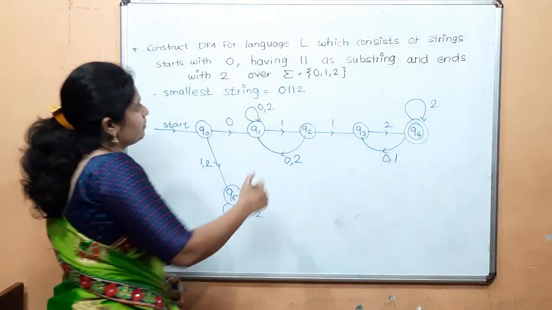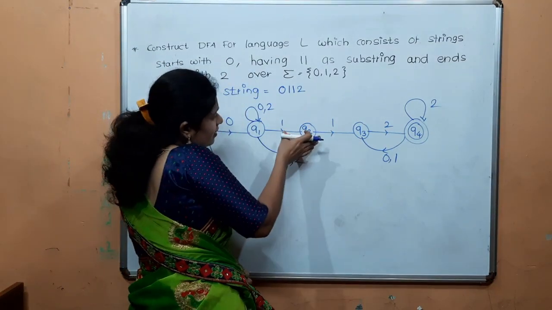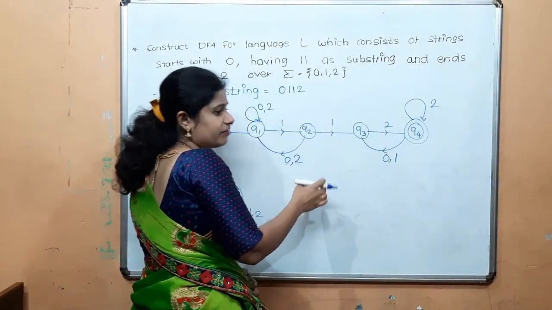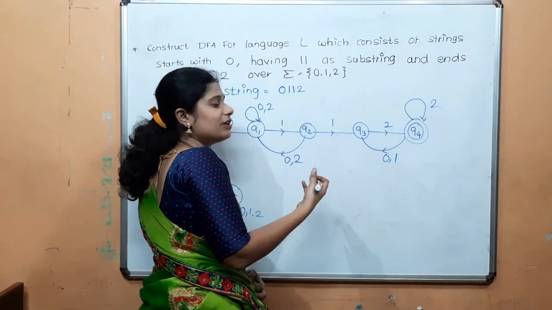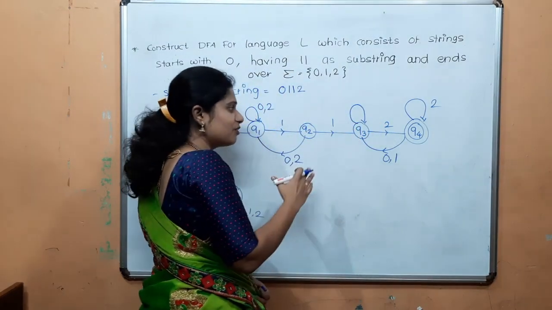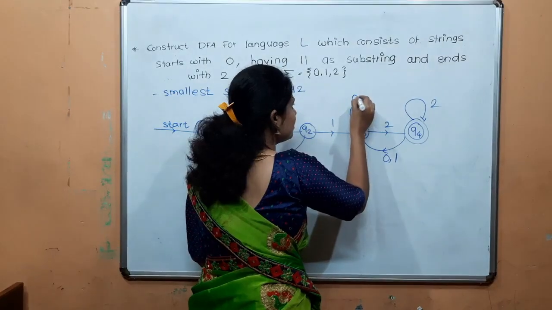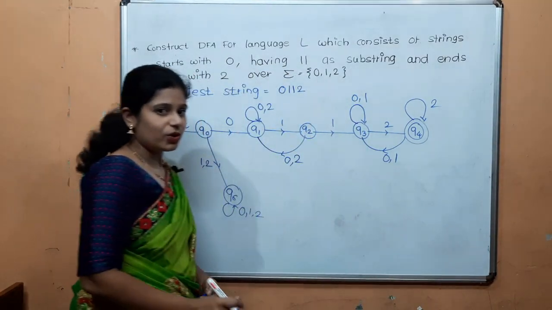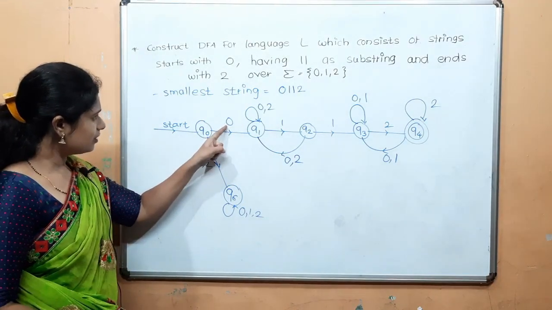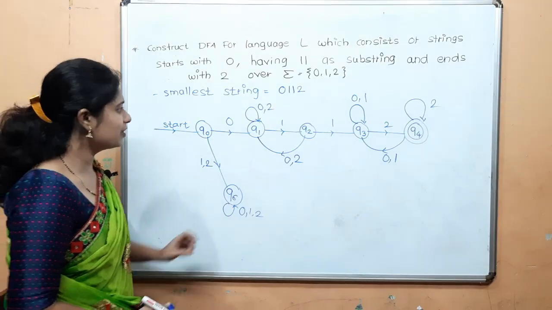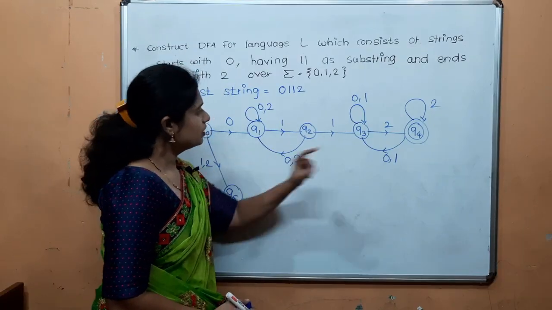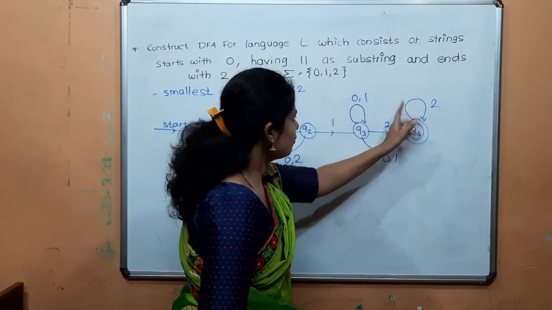Again, in between having and ends with, any number of zeros, ones, and 2s can occur. Then here we can also give the self loop of 0, 1, 2. But 2 is already given, so here we can give the self loop of a 1. Now check whether it is fulfilled or not: Q0, 0, 1, 2, Q epsilon 0, 1, 2, Q1, 0, 1, 2, Q2, 0, 1, 2, Q3, 0, 1, 2, Q4, 0, 1, 2.